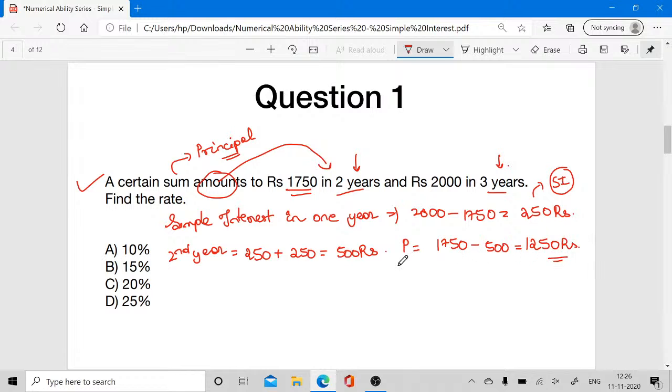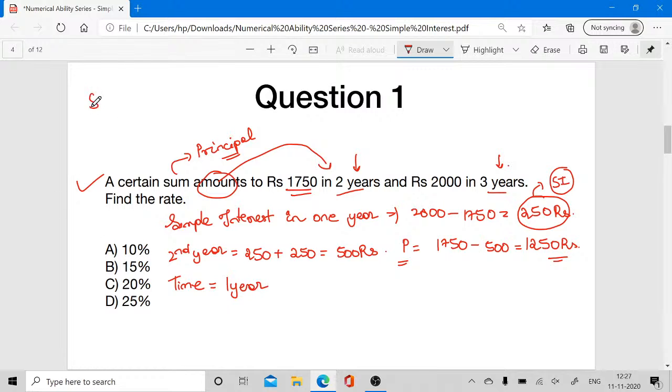I got my principal, right? I know my SI also. तो अभी किसके बारी है, मुझे rate find out करना है, right? So I am finding out the first year's rate. So the time will be 1 year, right?